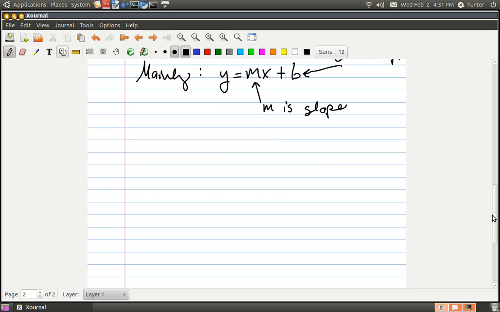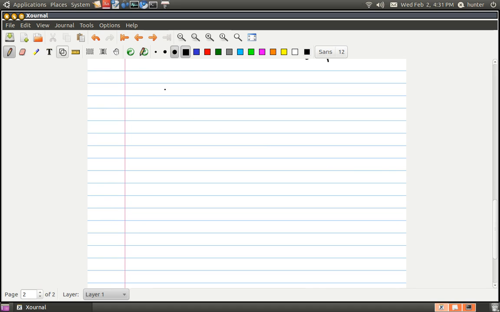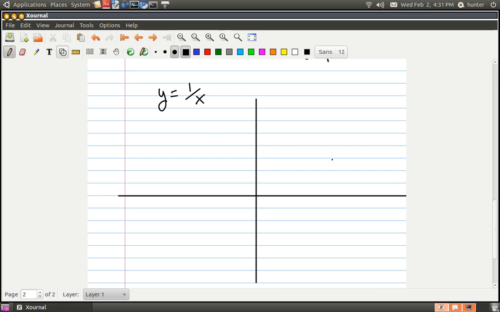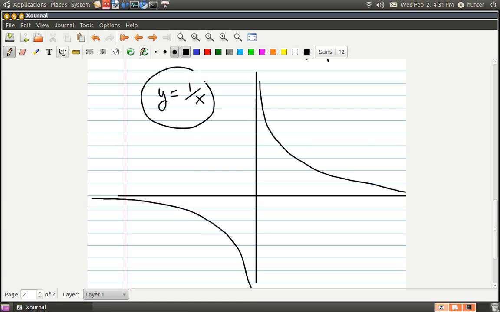Okay, so let's look at a slightly different function. All right, what about the equation y equals 1 over x? So remember what that thing looks like? The shape of this function is like this. We call it a hyperbola. So there's one part of it there, and then there's another part of it here. Okay, so this is the graph of this. This is the curve described by that equation, and the word for it is a hyperbola.